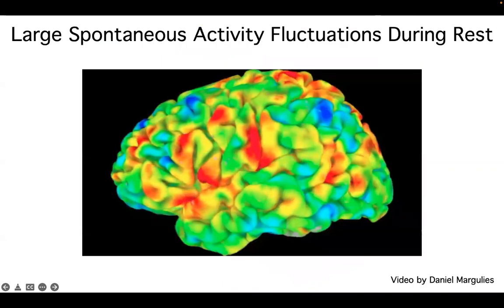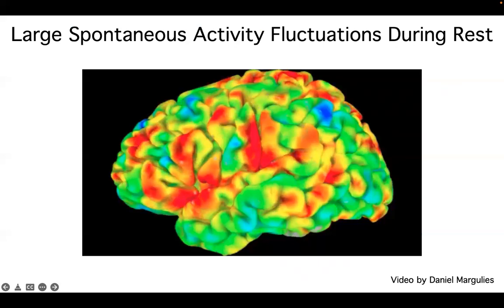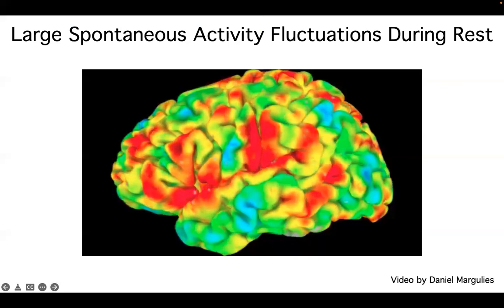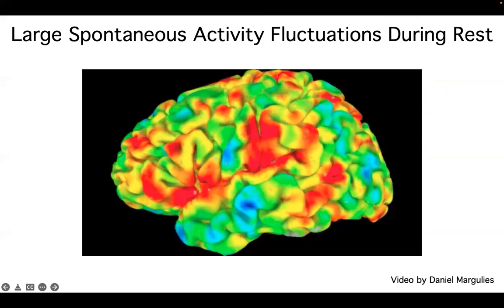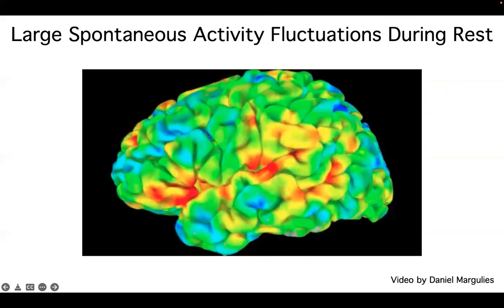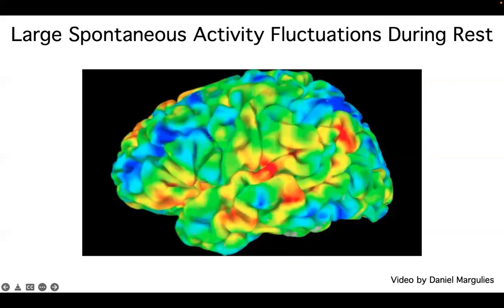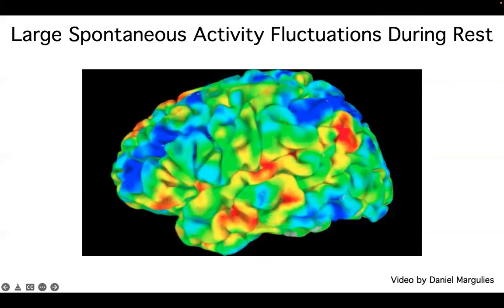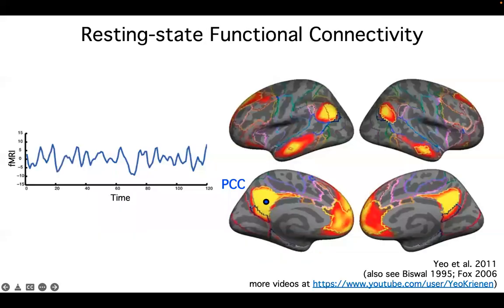So the brain is active even at rest. This video is from Daniel Margulies. It shows the functional MRI signal when the subject is lying at rest in the scanner. As you can see, these large spontaneous activity fluctuations appear throughout the brain. These intrinsic fluctuations are relevant here because, as demonstrated by Biswal, the fluctuations can be used to measure the functional connectivity in the human brain.